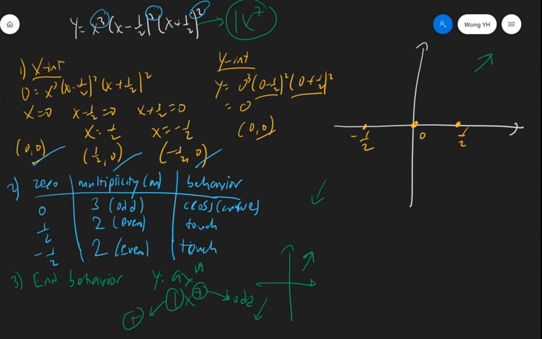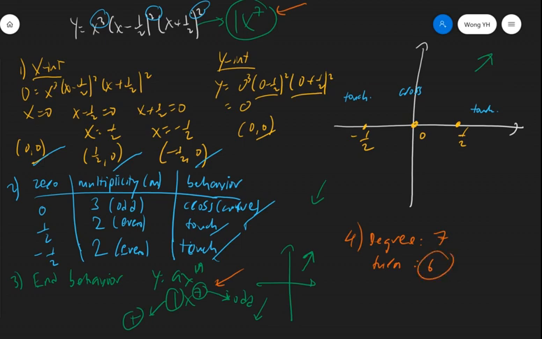We can also put the information about the zero behavior. Negative half is showing touch, so I put touch there. 0 is showing cross, so I put cross. And half is showing touch as well, so I put touch. The last information, number 4, is the degree, and from there we can find the number of turns. The degree is based on here, and it's 7. So we will have a maximum of 6 turns in the graph.